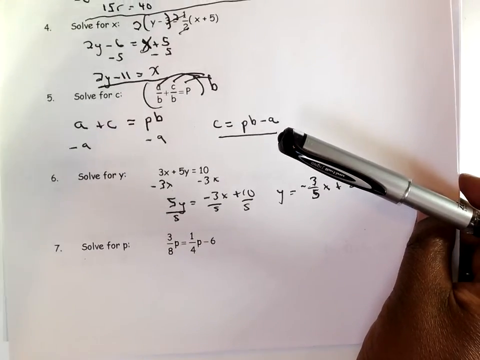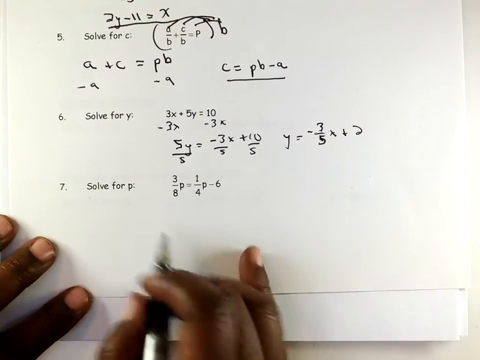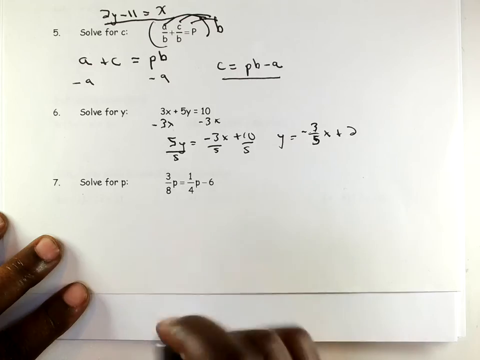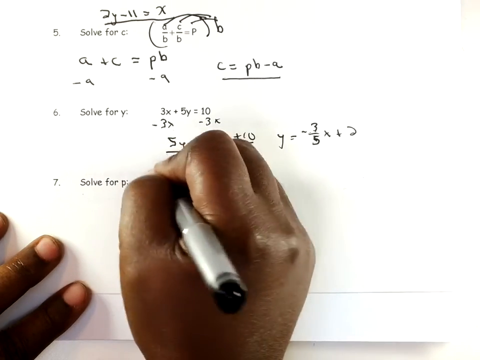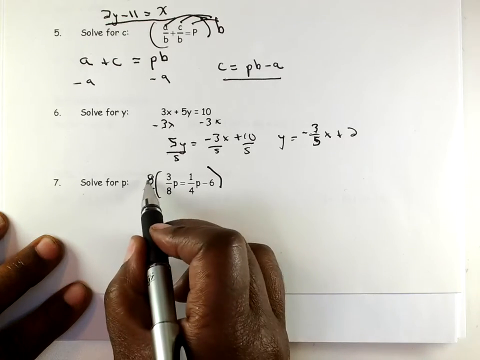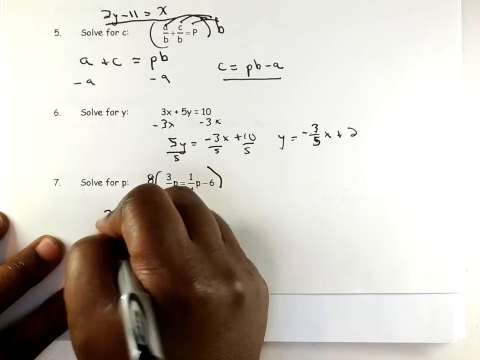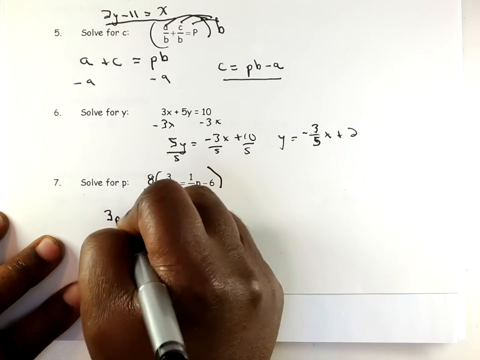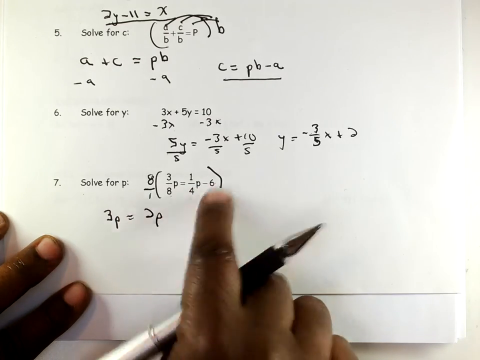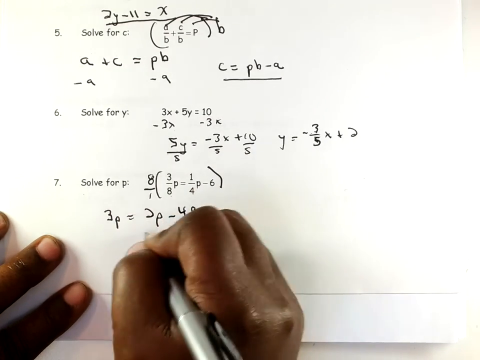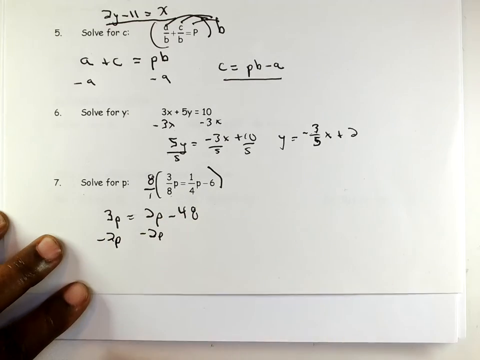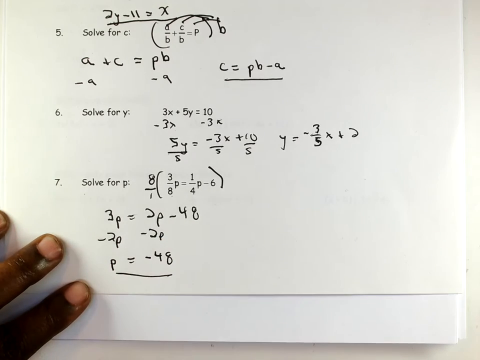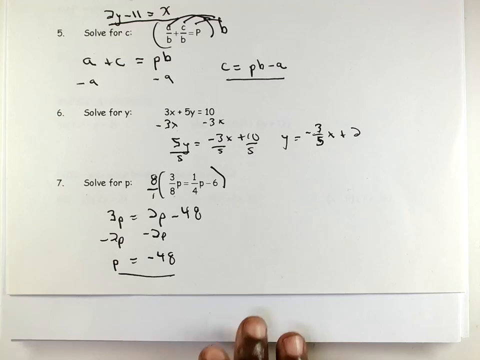And then for the last one on this page, we want to solve this for p. Again, I have fractions. So my denominators are 8 and 4. My LCD is 8. So I'm going to multiply 8 over 1 by everything on both sides. So these 8's would cancel and I'm left with 3 times p. 1/4 times 8 would give me 2. So it equals 2p. And then 8 times that negative 6 is negative 48. I subtract 2p and I get p is equal to a negative 48. So those are just different types of equations that we'll be solving.